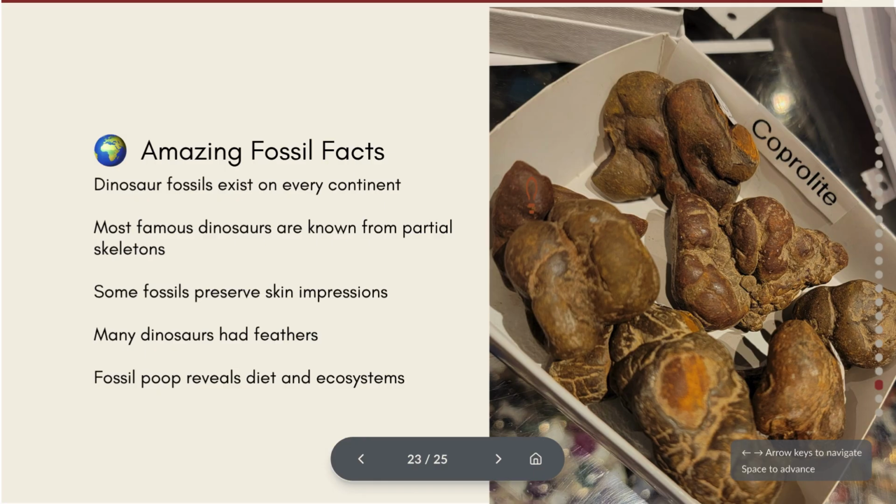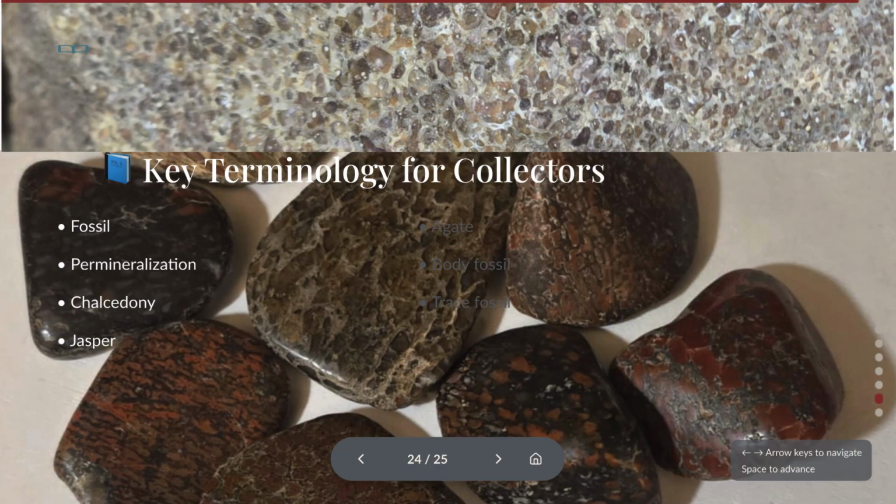Amazing fossil facts. Dinosaur fossils exist on every continent. Most famous dinosaurs are known from partial skeletons. Some fossils preserve skin impressions, and many dinosaurs had feathers. Fossil poop reveals diet and ecosystems.